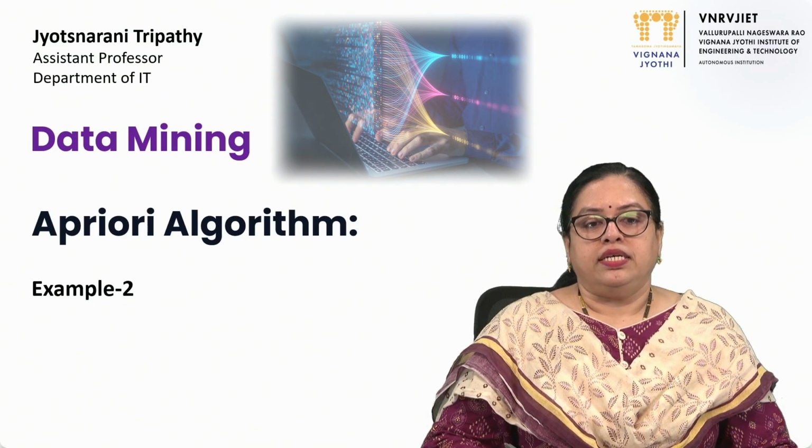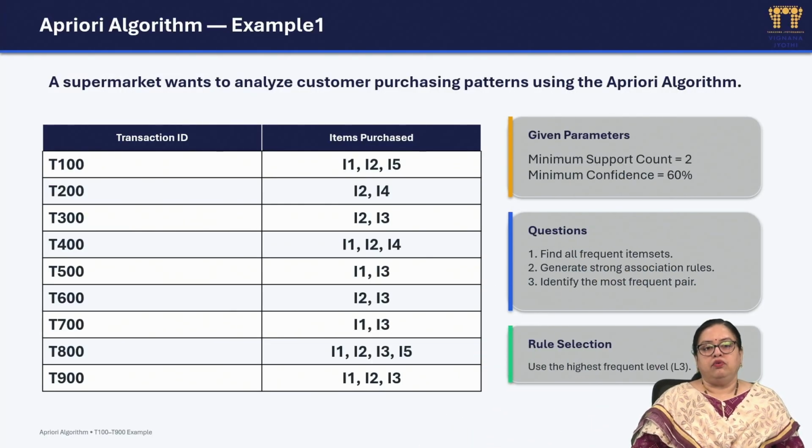In the previous example, which was a supermarket, there are 9 transactions, from T100 to T900, with minimum support given as 2 and minimum confidence given as 60. The question was to find all frequent item sets, generate the strong association rules, and identify the most frequent pair. On that day, I discussed how we calculate support and confidence and the formulas behind them.